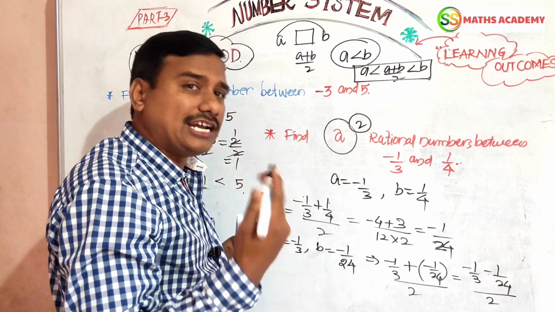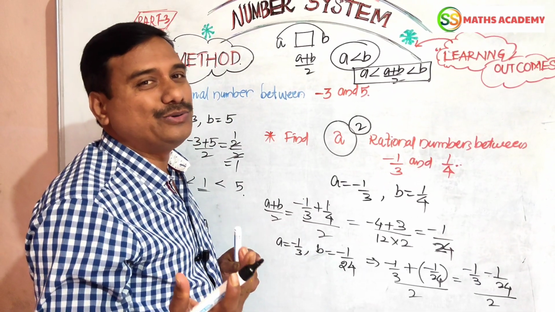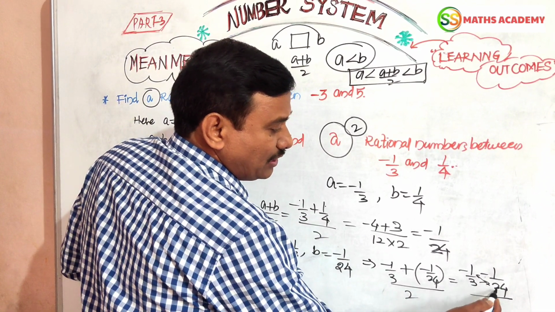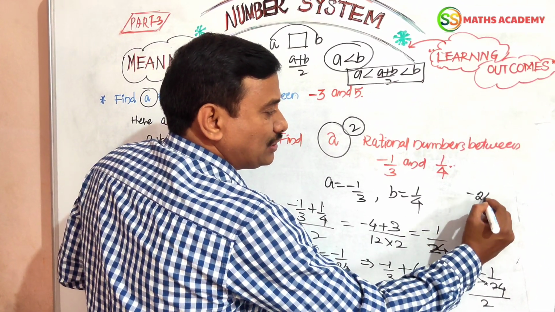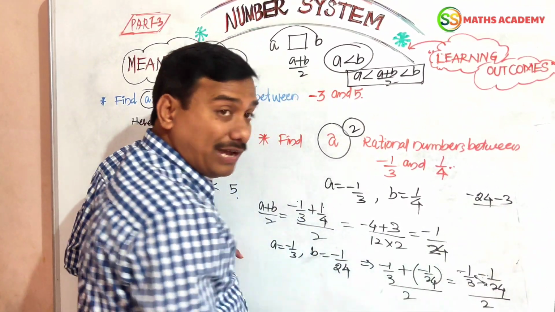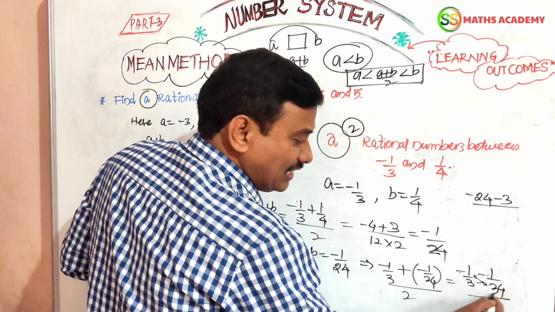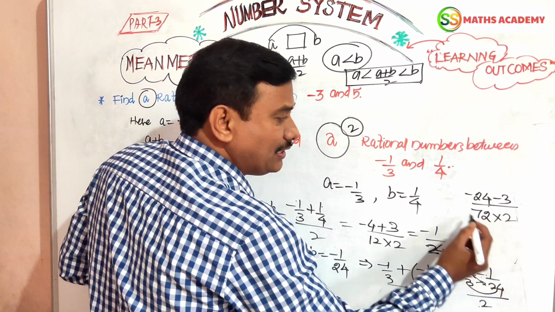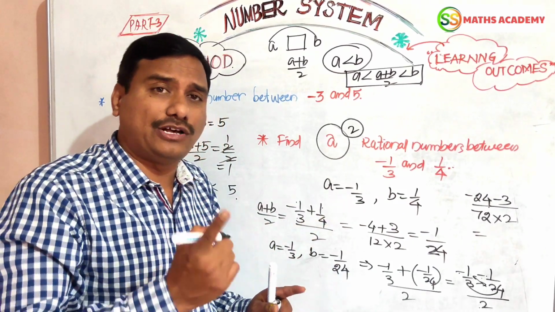Now we are going to do the cross multiplication, or else you can do the LCM method also. Your choice. I am going to do the cross multiplication. 24 into minus 1 is minus 24. Minus 3 into minus 1 is minus 3, and 3 into 24 is 72. Already a 2 will be there, dear friends. Here both are having negative signs, both are negative.